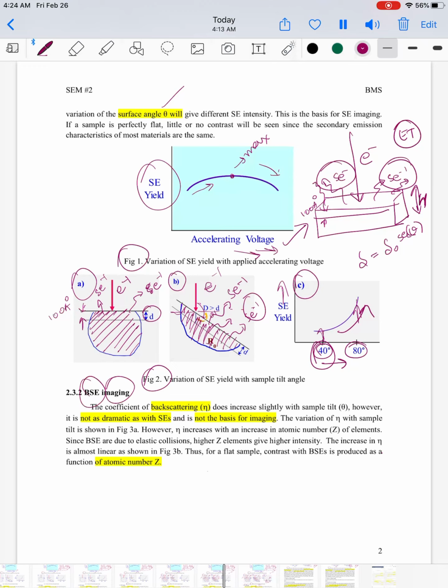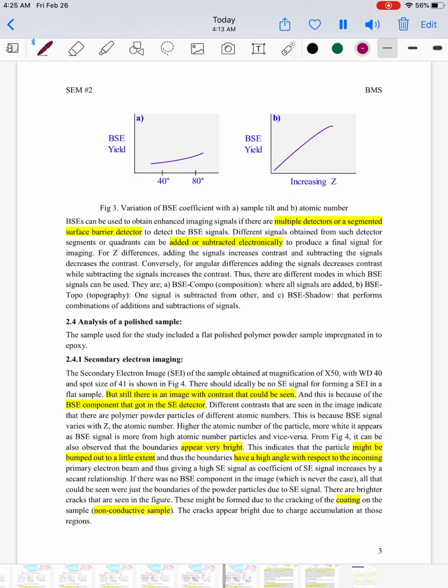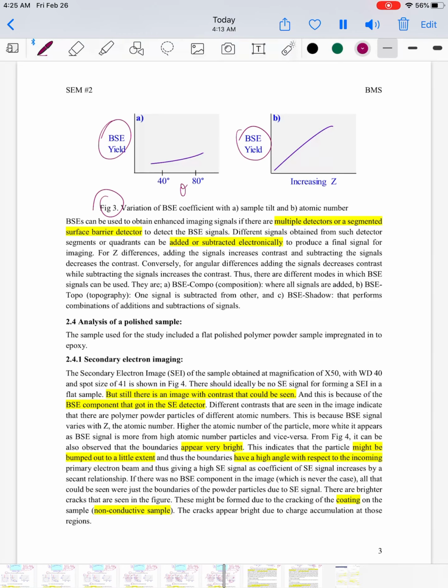Coming to BSE electron imaging, how these images are generated: just like the secondary electrons, we have a coefficient for backscattered electrons as well, which we denote by eta. We'll see how the backscattered electron yield is changing. Figure 3 shows how the BSE yield changes with two parameters. First is the sample tilt angle, and second shows how BSE yield changes with increasing Z. Z is the atomic number of the element present in the test sample.